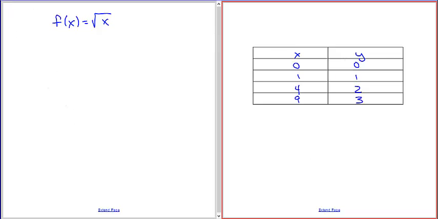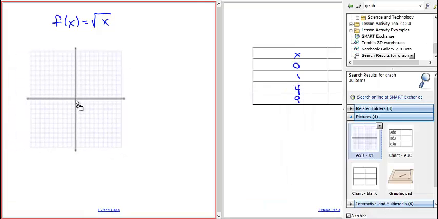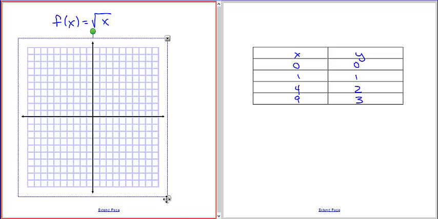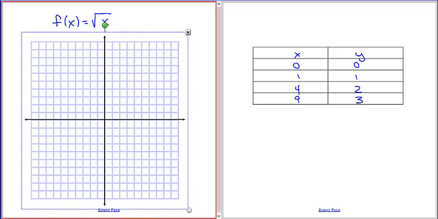Now let me get a piece of graph paper. So we'll plot those 4 points in this case. So you have (0, 0), (1, 1), (4, 2), (9, 3). I mean, a square root function is pretty much like a parabola, except it's rotated around. So that's the function, square root of x. So we have 4 points. Okay, so you need to plot those exact points.